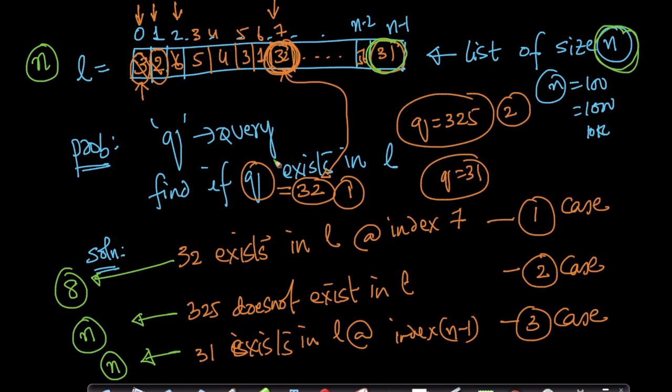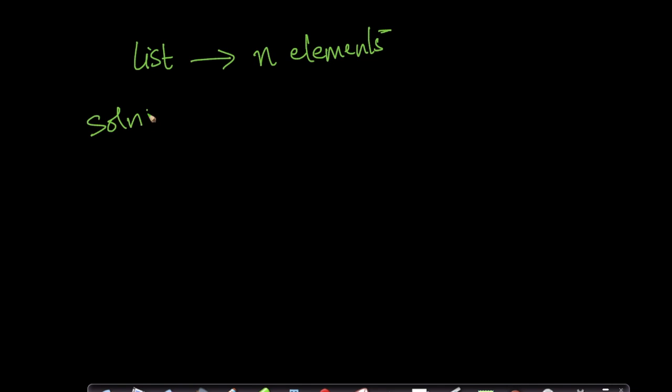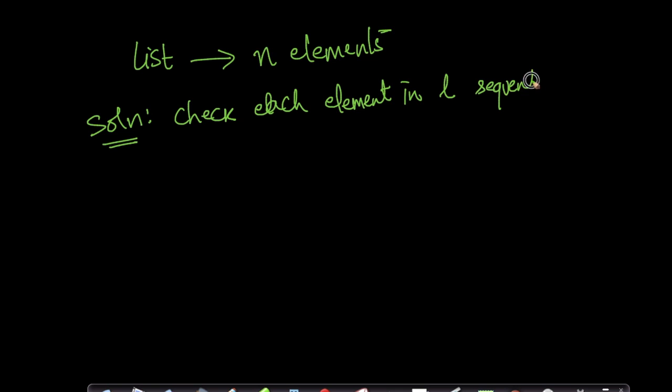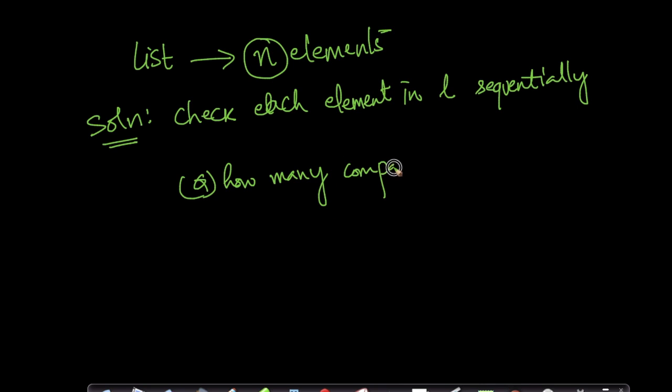So now I can say if a list has n elements, right? The solution that I just designed here, what was my solution? My solution was to check each element in list L, one after the other, sequentially. This is my solution. Now, if I have n elements, the question here is, how many comparisons are needed?